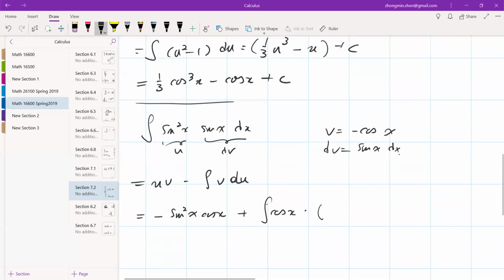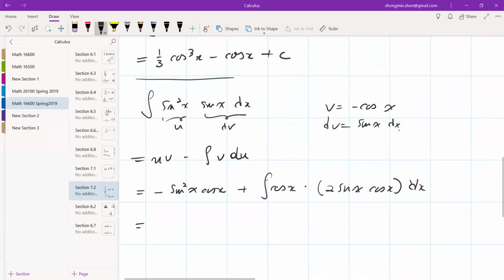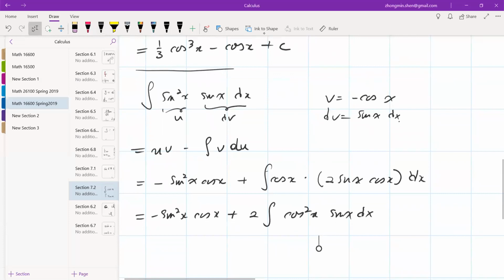Du is going to be the derivative of sine squared x, which is 2 sine x cosine x, okay? So it's cool. You get sine squared x cosine x plus twice cosine squared x sine x. Then you should realize that you can use substitution, right? Because of cosine squared x sine x. You should use a substitution here.